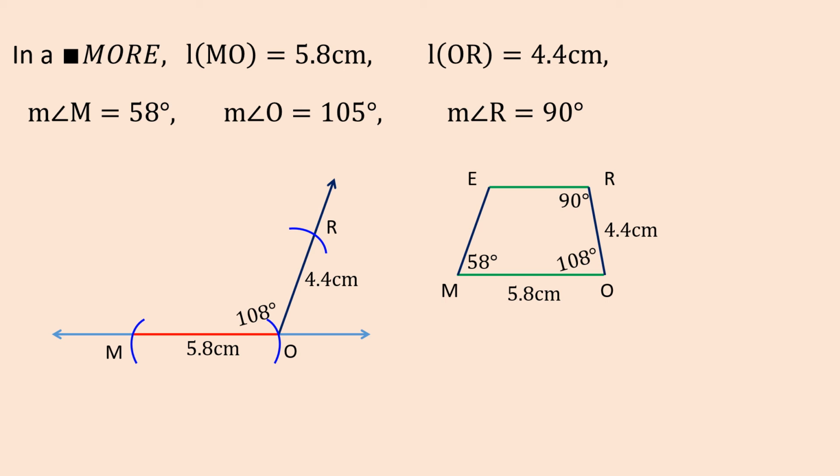Now the problem is how to get point E. Point E is at 90 degree from point R and 58 degree from point M. Those two rays intersect at point E. Therefore, we will draw a 58 degree angle at point M.